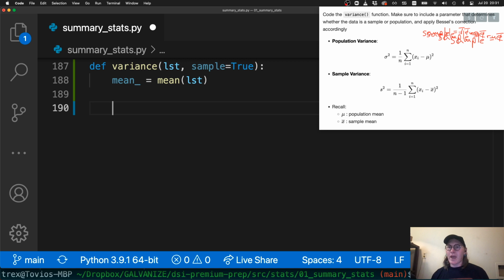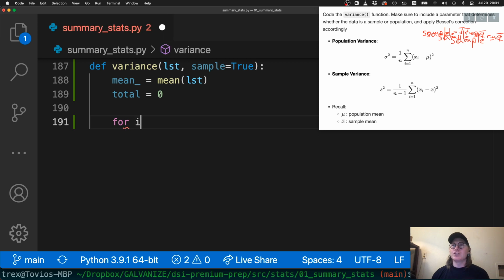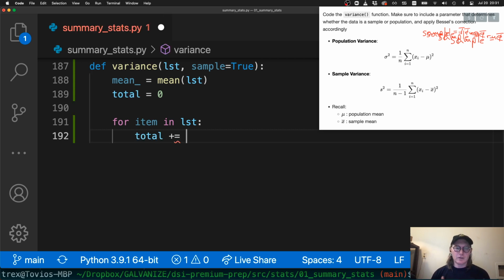And this is an accumulator pattern. So I'm just going to make a simple accumulator called total. And then I can look at each item in the list. For each item in that numeric list, I'm going to start summing the squared differences between each item and the mean. So the total is going to get increased by item minus mean, squared, right?